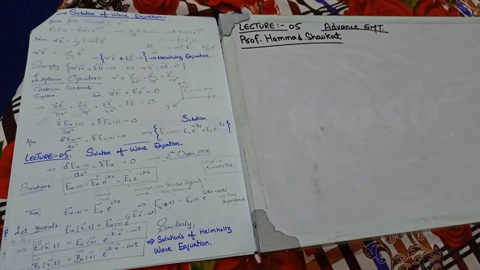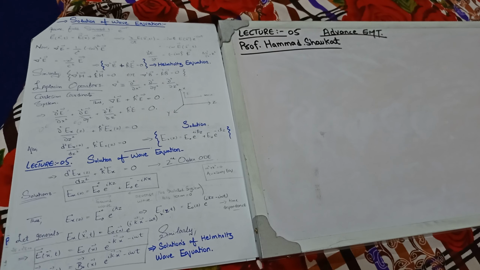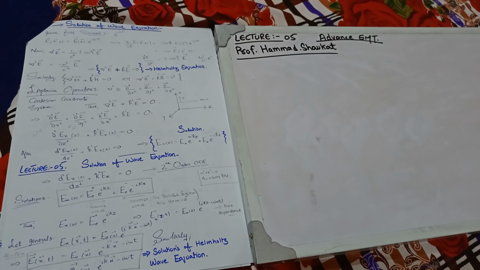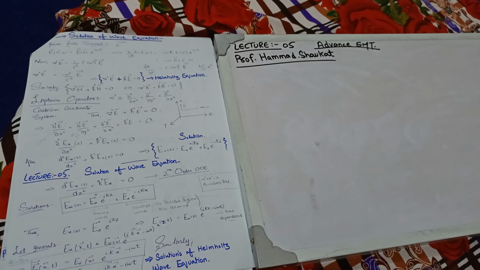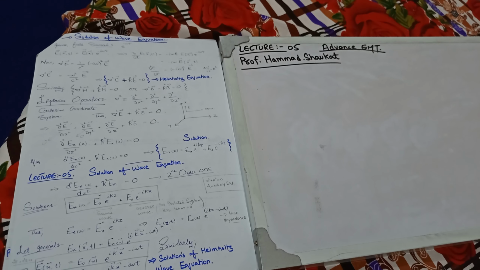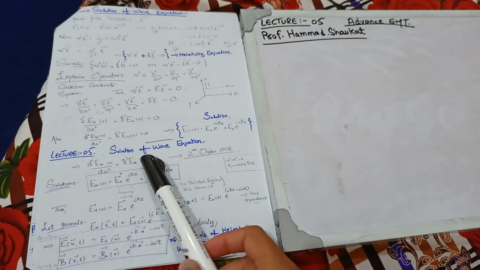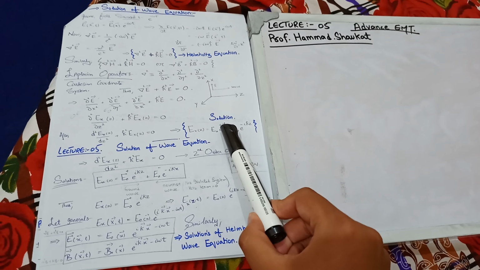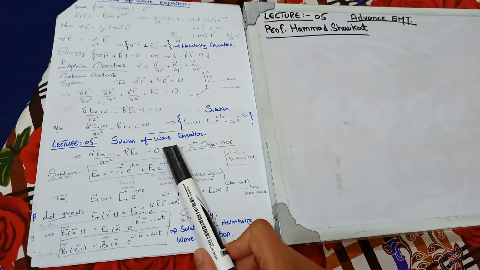This is our fifth lecture of Advanced Electromagnetic Field and Waves. In this lecture, we will discuss the solution of the wave equation which we already derived in our previous lecture. If you forgot how to find the wave equation, you must watch that video first, then come to this video. In this video we are starting from lecture number 5, solution of wave equation. We already did up to this in our previous lecture number 4. So let's start with the solution of wave equation.